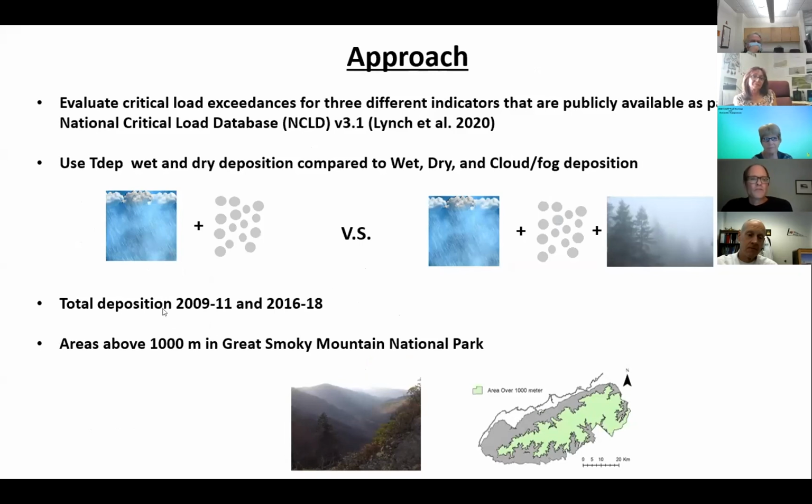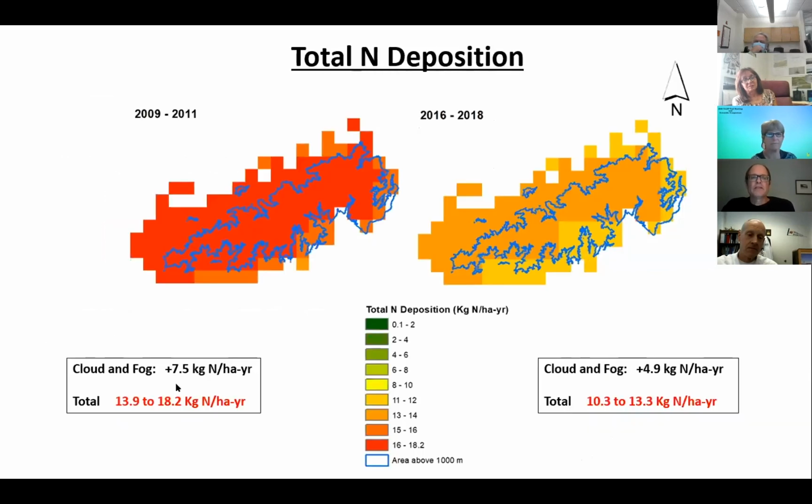We're looking at the two intervals, 2009 to 2011, which was the last year we have data from the Clingmans Dome site, and then looking at what we would have today as a perspective. And of course, the area of interest is areas above 1,000 meters.